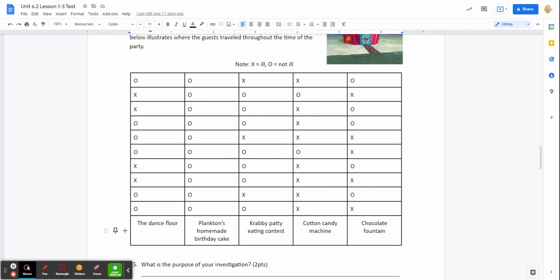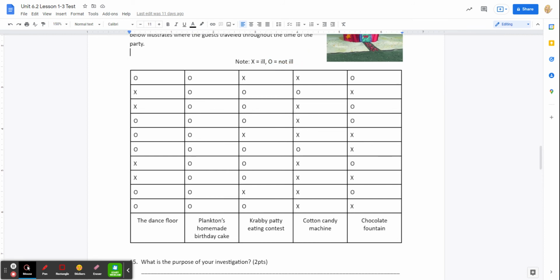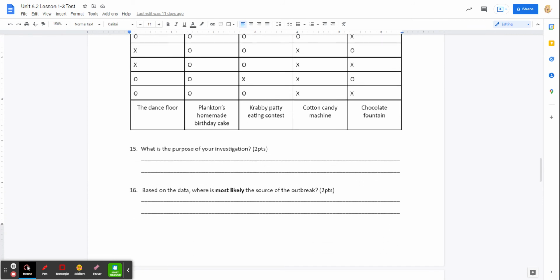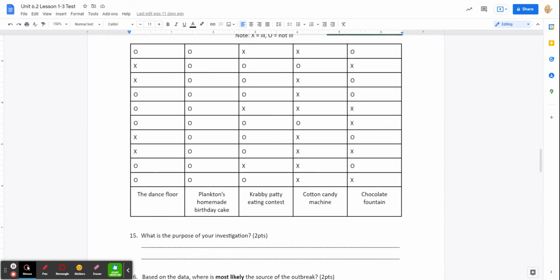So the places that people could have gotten sick are the dance floor, Plankton's homemade birthday cake, the Krabby Patty eating contest, a cotton candy machine, or a chocolate fountain. Just a little note that X's mean that the people are sick or ill, and O's mean that the people are not sick or ill. All right, 15. So you don't have to do anything with this graph other than read it.